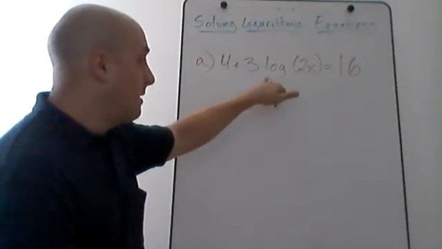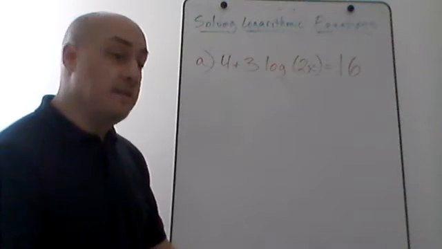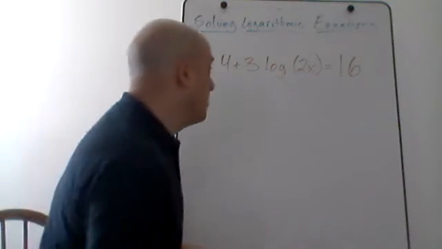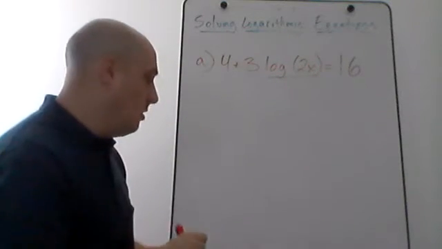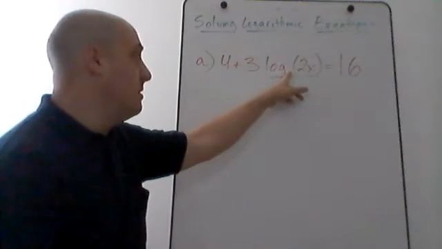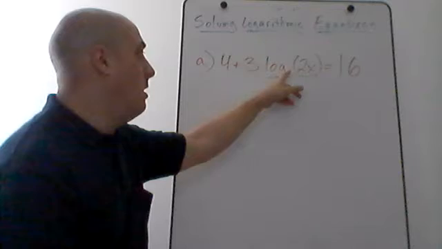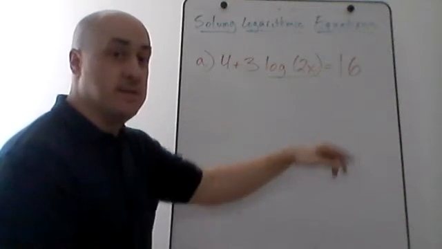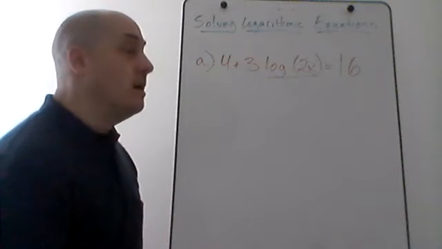All right, so the first step of solving a logarithmic equation is isolating the logarithmic term. The logarithmic term in this case is the log of 2x. It's the logarithm with the base, if there's a base there. This one, the base isn't written, which means it's the common log, base 10. So it's the log with the base and whatever's in those parentheses, the argument of the logarithmic function. That's the logarithmic term.